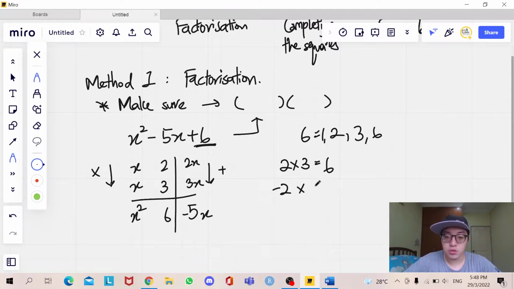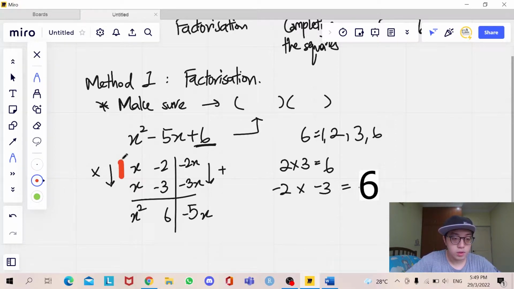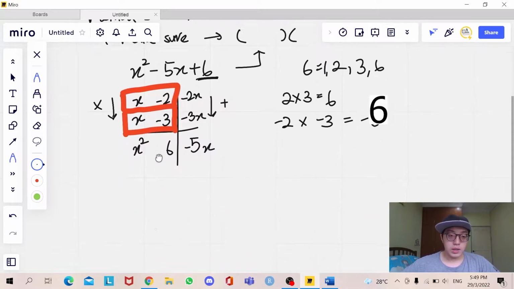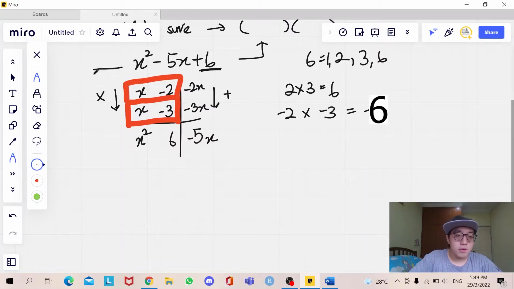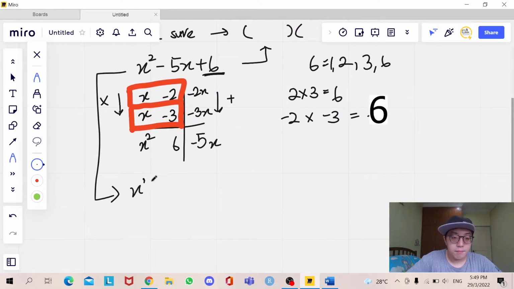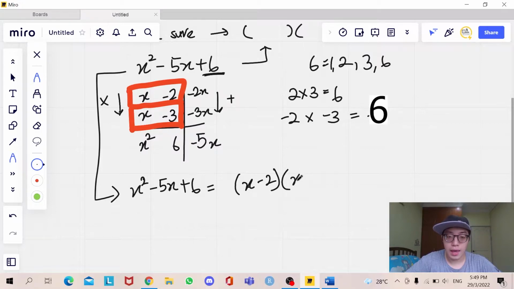We know that 2 times 3 is equal to 6, but negative 2 multiplied with negative 3 is equal to 6 also. So we can put negative at both of the numbers here. Then we will get negative 2x and negative 3x. And there we go. We have found the thing that we want. So from here, we will take this 2, this one, and this one. After we have done this, we can now say that x squared minus 5x plus 6 is equivalent to x minus 2, x minus 3.